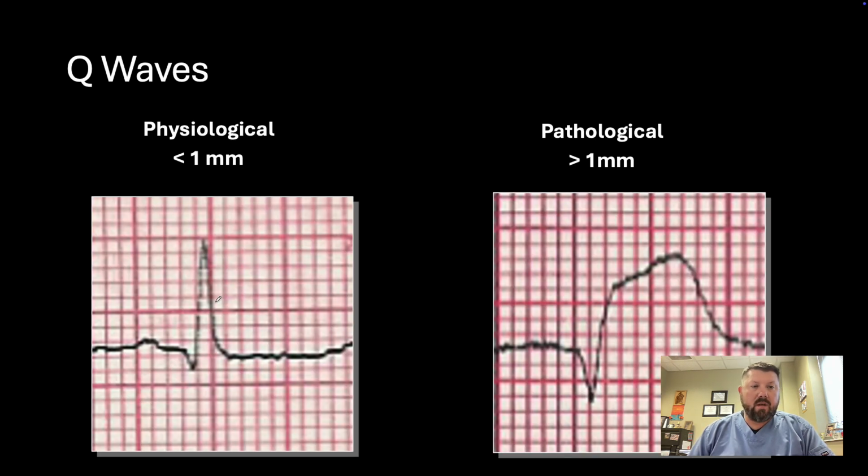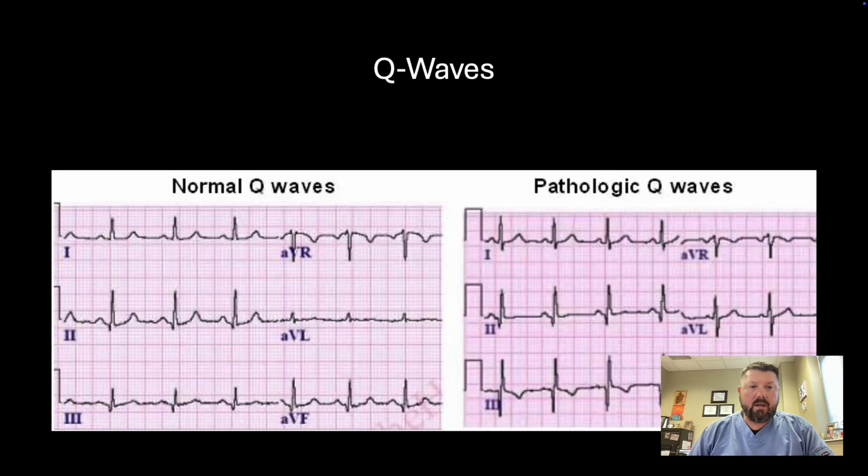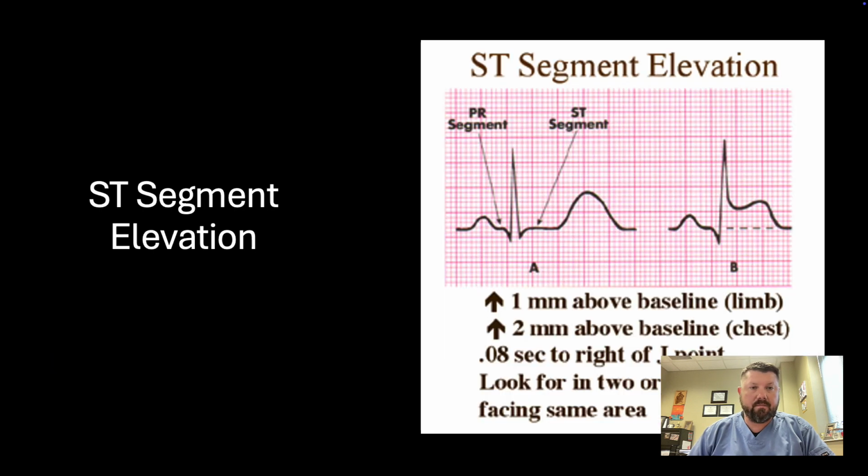So here's an example of a physiological Q wave, which is what you would see on a normal ECG. And a pathological one, obviously you see some ST elevation here and development of a Q wave here. Here's another example where we've got a normal situation here, but if you look in leads 2 and then especially lead 3 and aVF, you see Q wave development. General rule in your limb leads, 1 millimeter above baseline for your ST elevation, and 2 millimeters above baseline in your chest leads or your precordial leads.